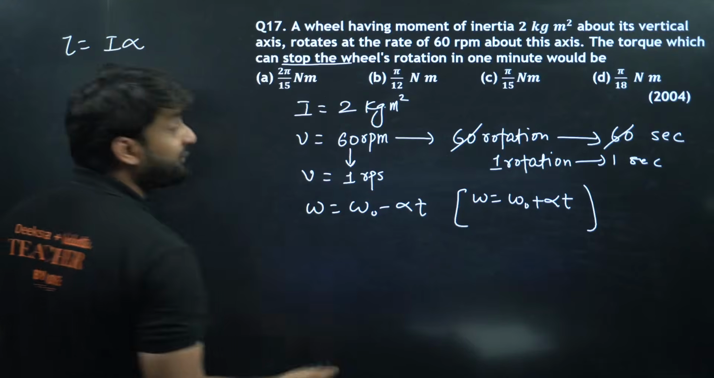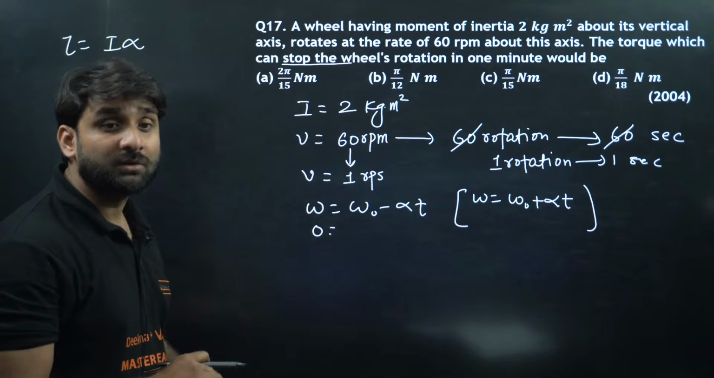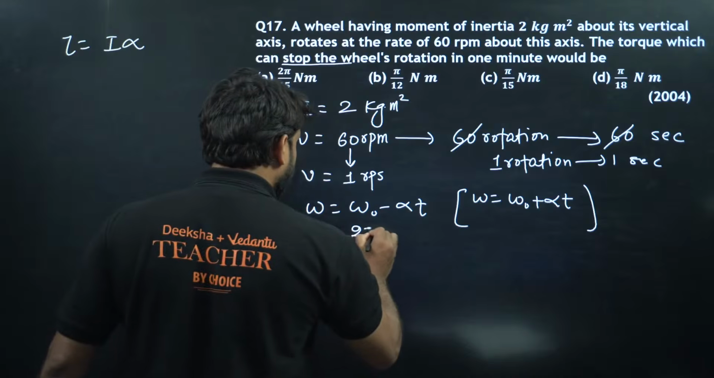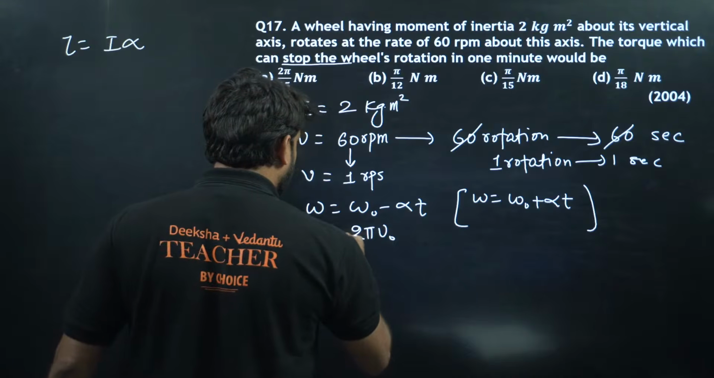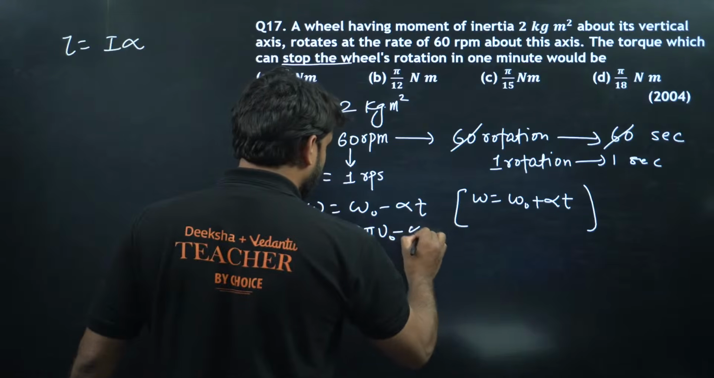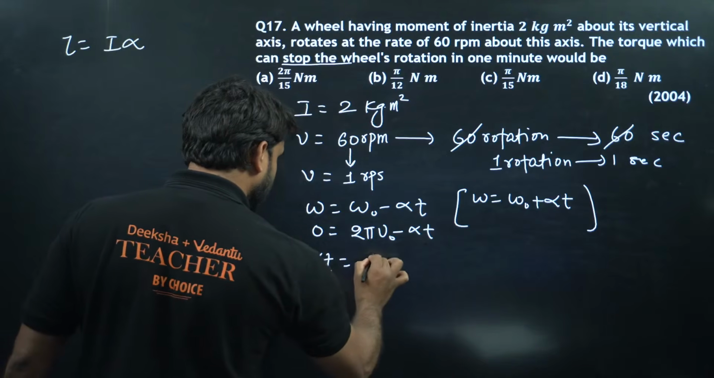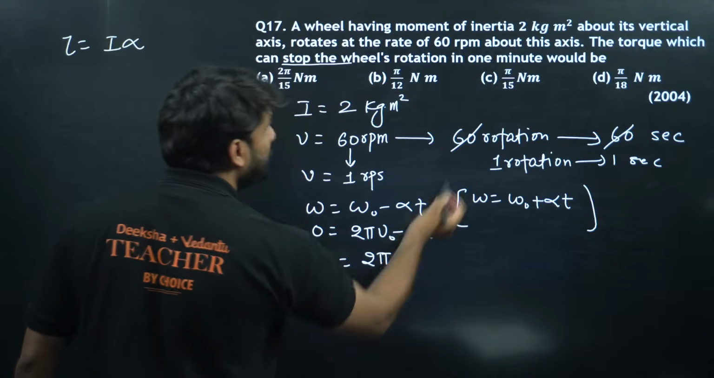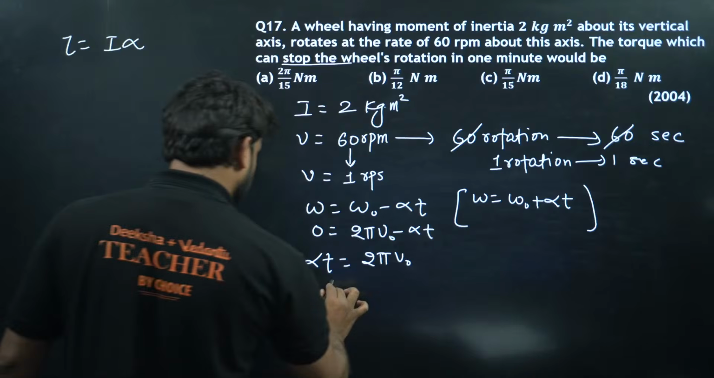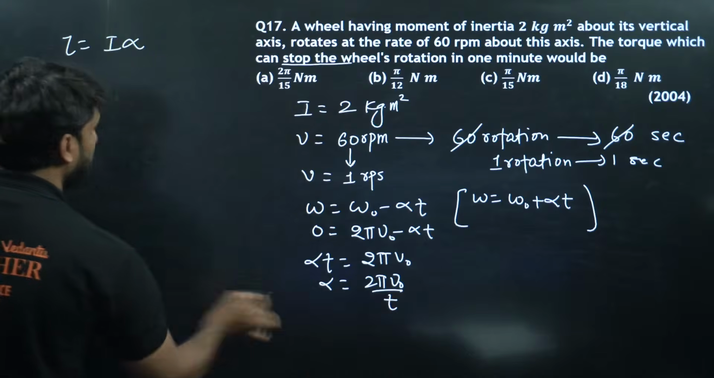Now, omega is what? Final velocity. We want to stop it, so this will be 0. And this is omega naught. Do you know omega naught? Omega naught can be written as 2 pi nu naught. So 0 is 2 pi nu naught minus alpha into t. So alpha t will go there, and this is 2 pi, and the frequency nu is 1 rps. So just write it down, 1. Okay, so what will be alpha? Alpha will be equal to 2 pi nu divided by time. We can bring it here.